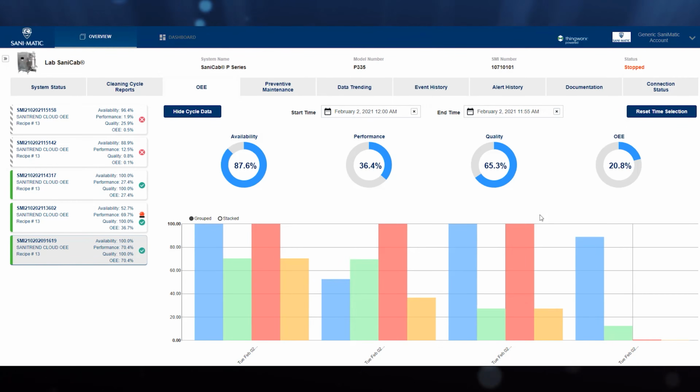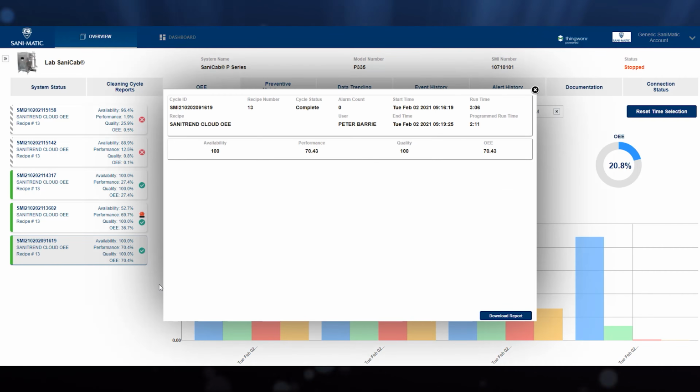All right, so we're looking at the SaniTrend Cloud interface here. And we're going to take a look at first at that availability cycle and how we alarmed out the system, stopped for a little bit, operator came in and acknowledged the alarm, and how that affects our overall OEE scores here. So first off, let's look at what we're looking at here. So we see a chart of various cycles that we ran throughout this exercise. We'll take a look at first this first one.